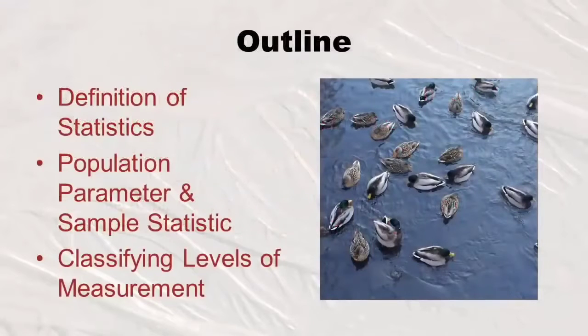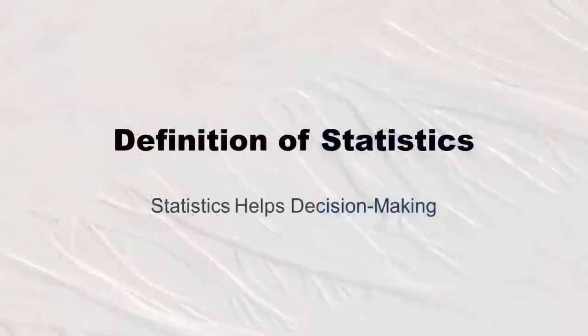So what we're going to cover in this lecture is, first, I'm going to go over some definitions of statistics. Like I said, there's more than one, but they all relate to the basic concept of why you're doing statistics and especially not math. So what's the difference, right? Then we're going to go over population parameter and sample statistic, and you'll know what those mean at the end of the lecture. And finally, we're going to go over classifying levels of measurement.